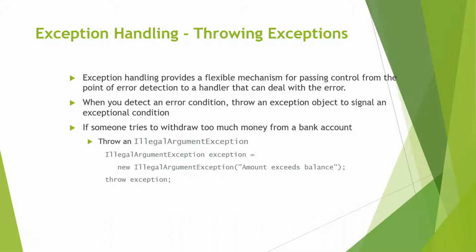And then this exception is equal to new illegal argument exception. This is the name of the class, with a constructor that gets a string, amount exceeds balance, and this string will be printed out on the screen so that the user knows what happens. The user will be notified what kind of exception has occurred. And after creating this exception, you simply throw it. You throw the exception.